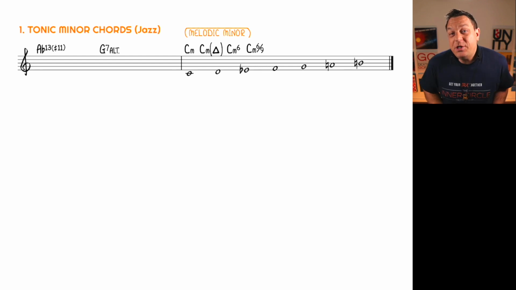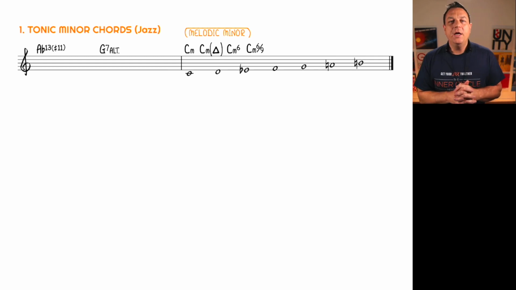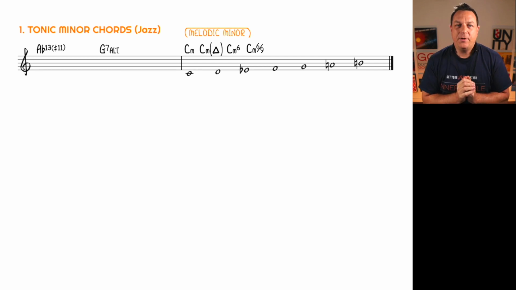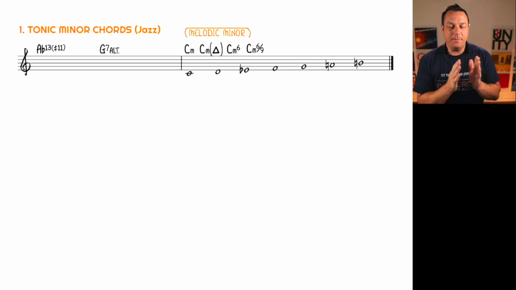Now the different chord symbols you could have for that tonic key might be just C minor. It might say C minor major 7. Very commonly it'll say C minor 6, or it might even be C minor 6-9 with the 9th and the 6th. All those chord symbols, you will typically use the melodic minor scale. Okay, this is in a jazz context. For a tonic minor, you'll typically use the melodic minor scale.